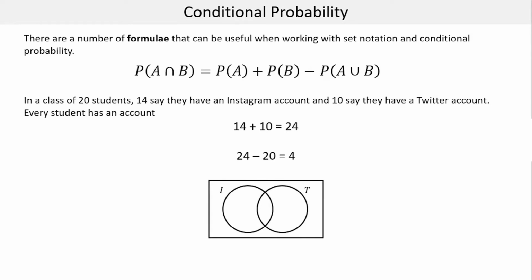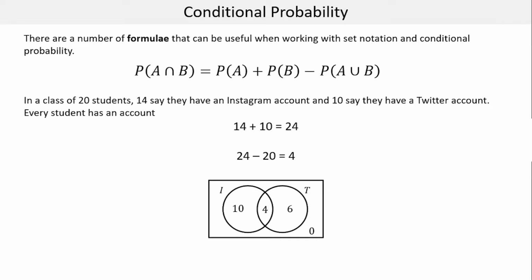So let's just add this to the Venn diagram. There were 0 students who didn't have any of the accounts. 4 students had both. And to complete the Venn diagram, we'll use our subtraction to say there's an additional 10 for the Instagram and there's an additional 6 for the Twitter. So this is how we worked on those problems where there seemed to be too many or too much. There seemed to be an excess.